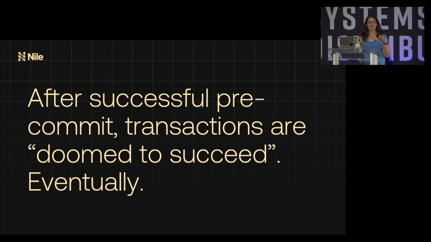In this sense, the system ends up being eventually consistent because if something happened on one of those machines, we don't have a lot of choice in terms of how we resolve it. We already agreed we were going to commit. We have to resolve it toward committing.